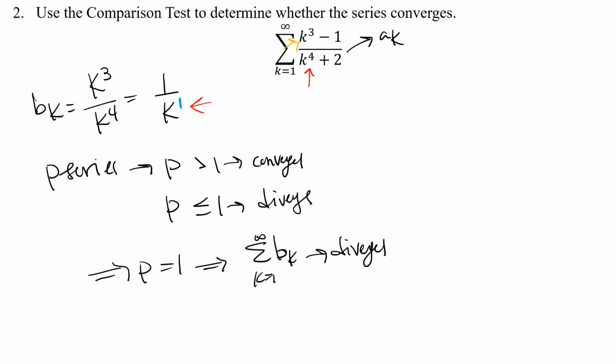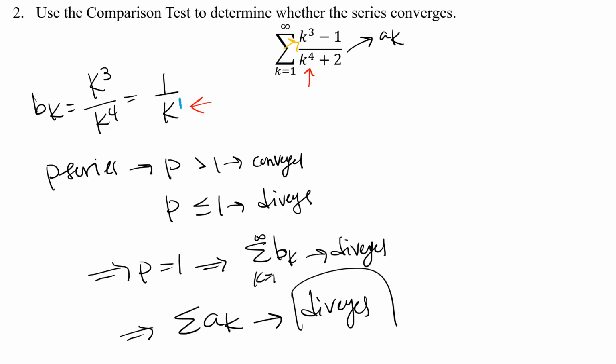Well, since our a sub k, right, is following what our b sub k does, then we can also say that our summation of a sub k also diverges.